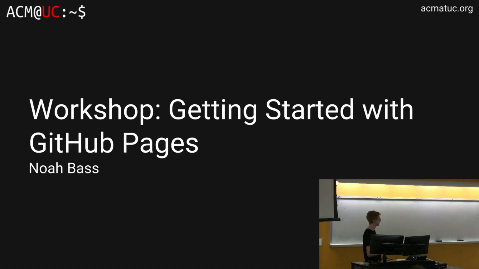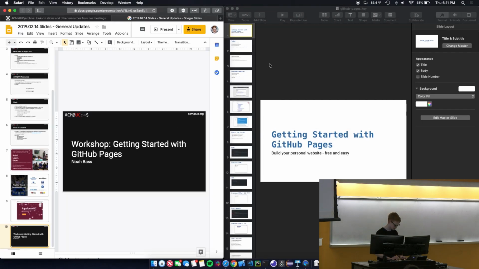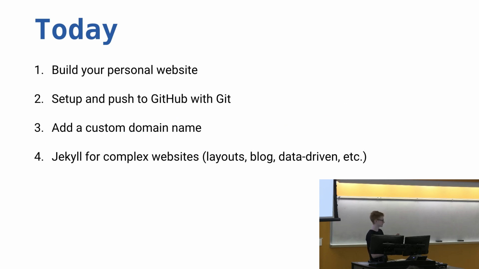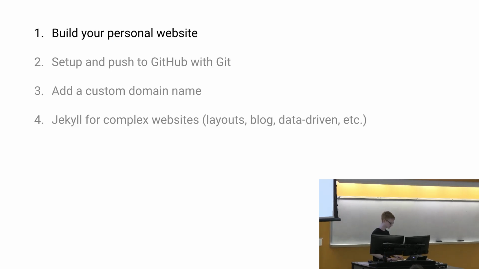So let's move into the content. Today we have a workshop/tech talk on getting started with GitHub Pages and starting your own personal website. So let's dive right into the content. We want a way to build our own personal websites free and easy. So today we're going to build our own personal website on our machines. Then we're going to set that up on GitHub and push to GitHub with Git. Finally, we'll add a custom domain name. And later, if there's time, we'll introduce Jekyll for building more complex websites with layouts and blogs, data-driven content, that kind of stuff. So first of all, we're going to dive into building your own personal website.